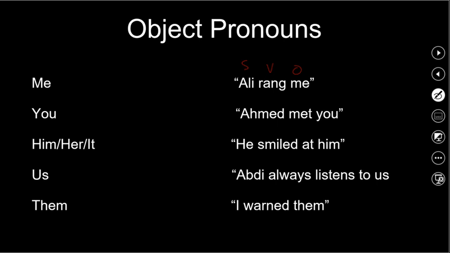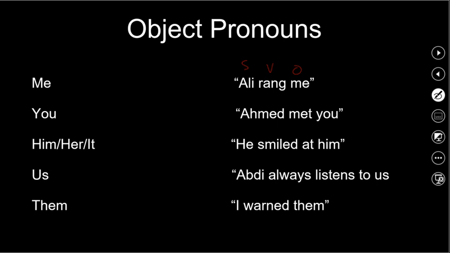If I wasn't going to use an object pronoun, I would use a normal object, somebody's name, or my name. So, Ali rang Mahmoud. Instead of saying Ali rang Mahmoud, you could just say Ali rang me. You could have also said he rang me. Change the whole thing to pronouns. Another example: Ahmed met you. As we said, the subject pronoun you stays the same as you when it's converted to an object pronoun.